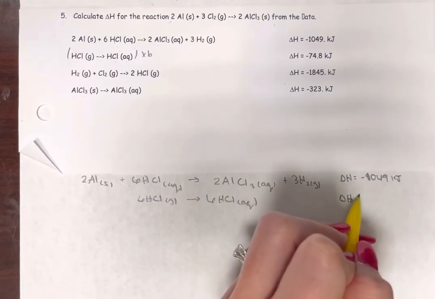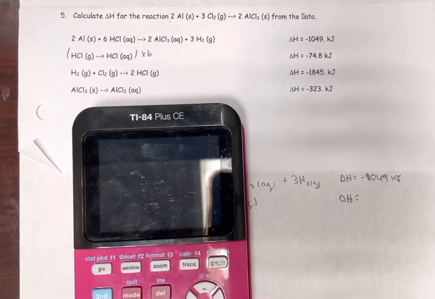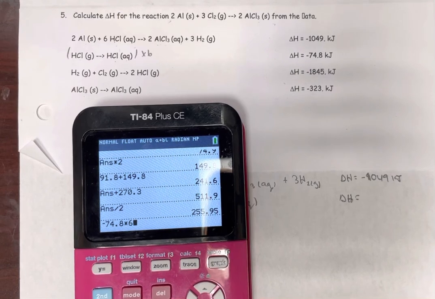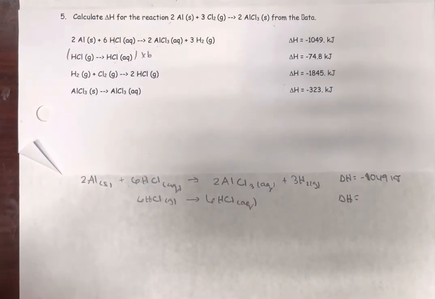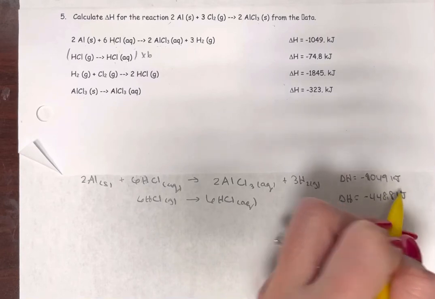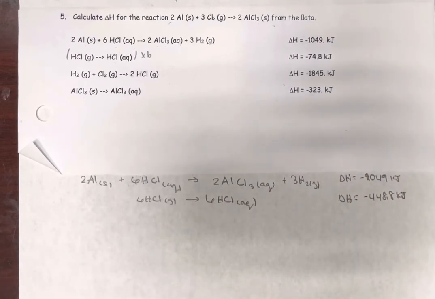And now we multiply that by 6, so let's do the same thing to delta H. Negative 74.8. Let's multiply it by 6. Negative 448.8. Okay? Trying to line up my arrows.